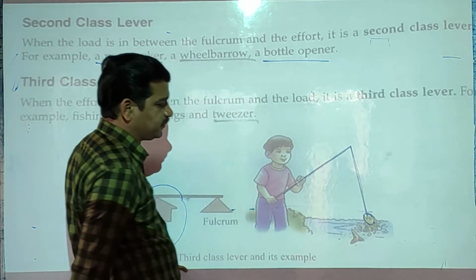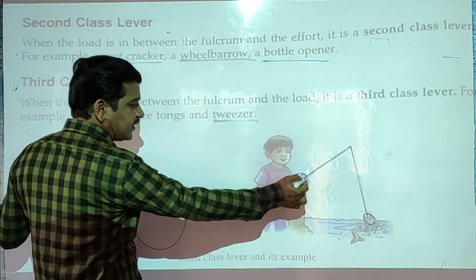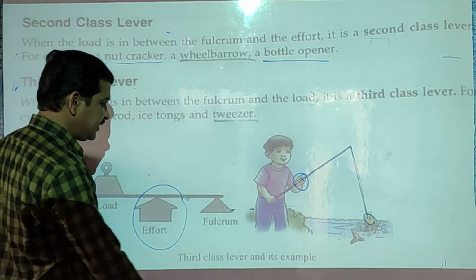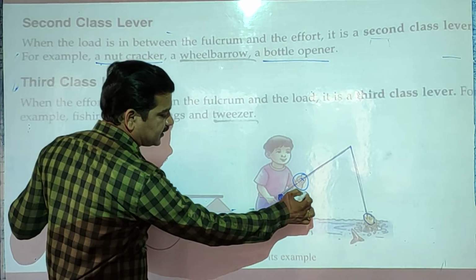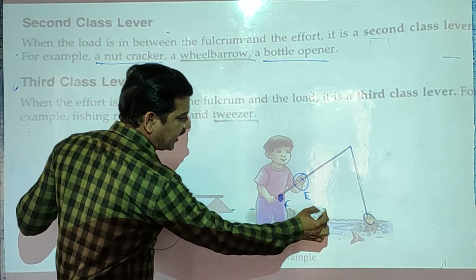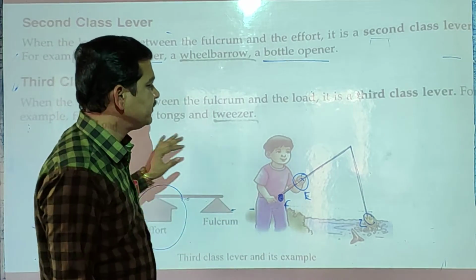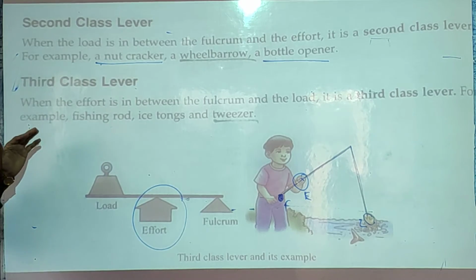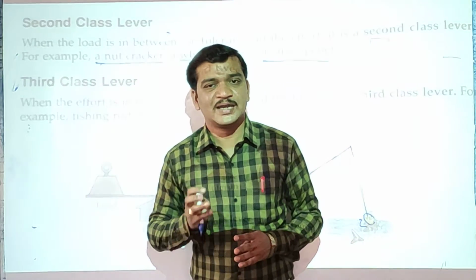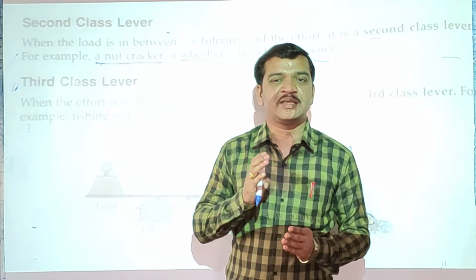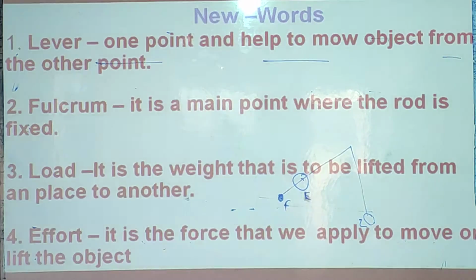Here is the object. This boy is applying effort here with the help of his hand, and here is the fulcrum. This is called the fulcrum, meaning the fixed point. This is the effort, and this is the load. The fish is the load. So this is one example of a third class lever. Okay, students, I hope you understood all three kinds of lever: first class lever, second class lever, and third class lever.